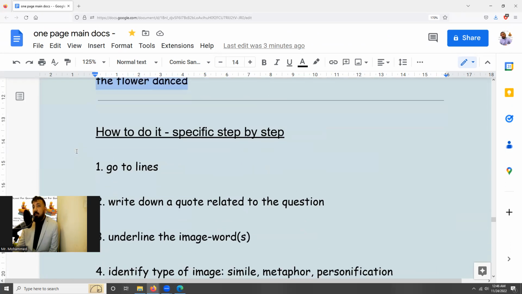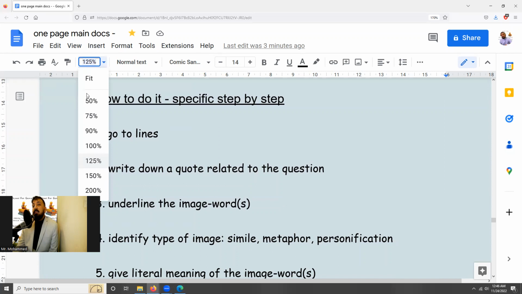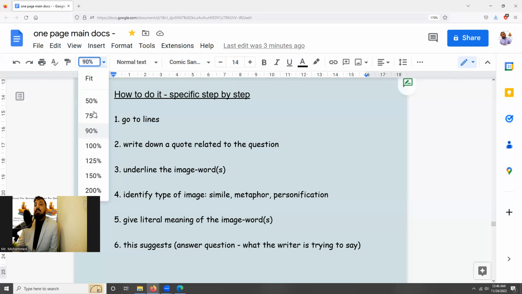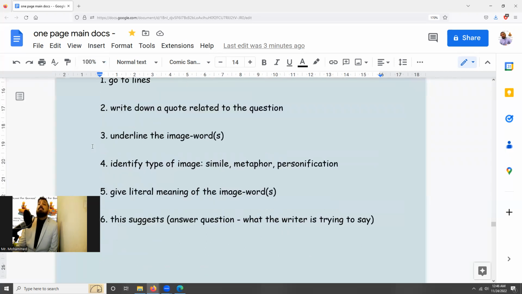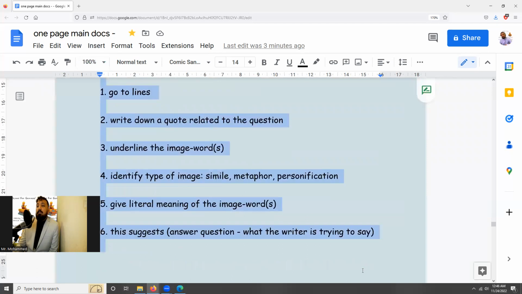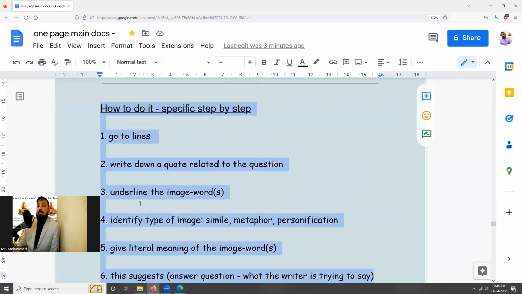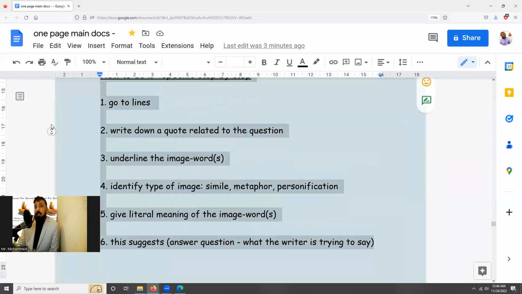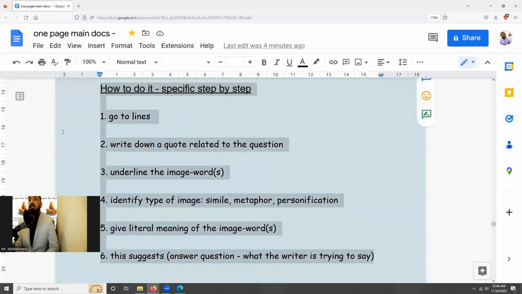Okay, so now what we're going to do is I'm going to give you the steps for how to do it. Here we go. So you begin, as always, by going to the lines, and then you write a quote, same as what we mentioned before with word choice and whatnot. Then what you want to do is underline the image word. That is the word that creates the image.